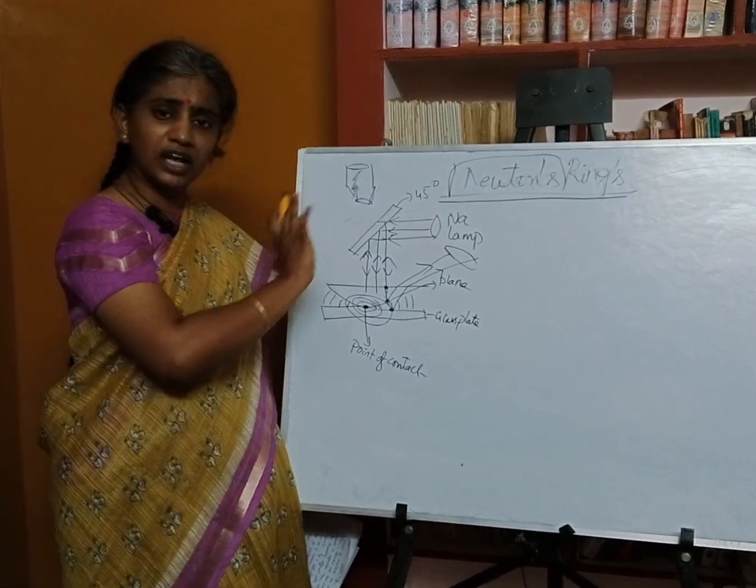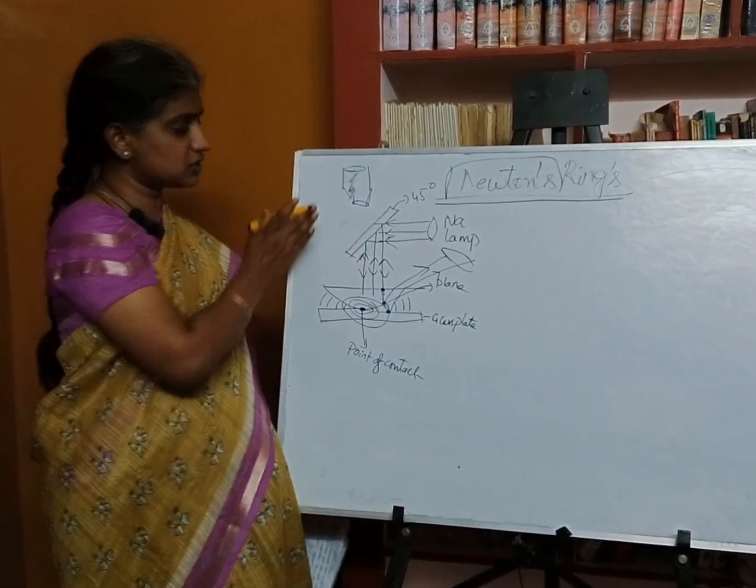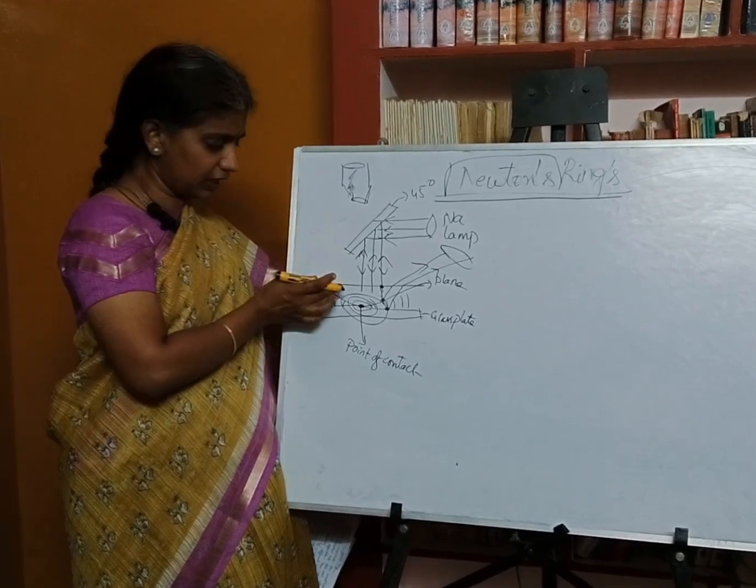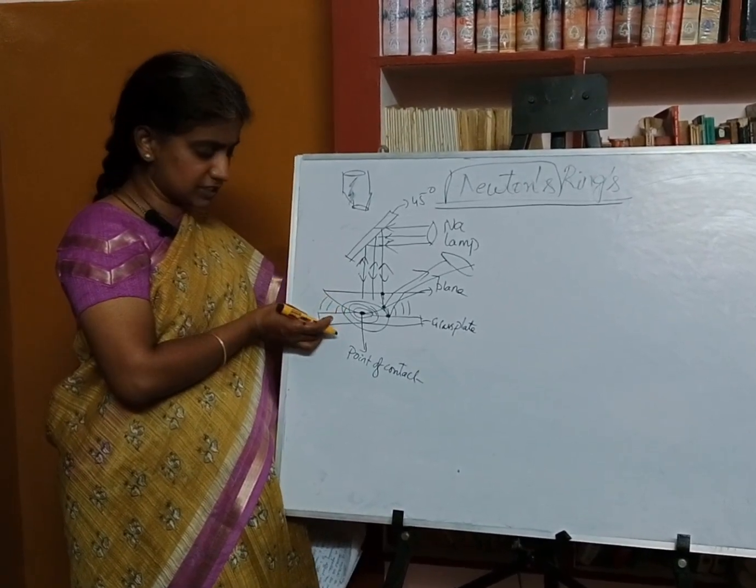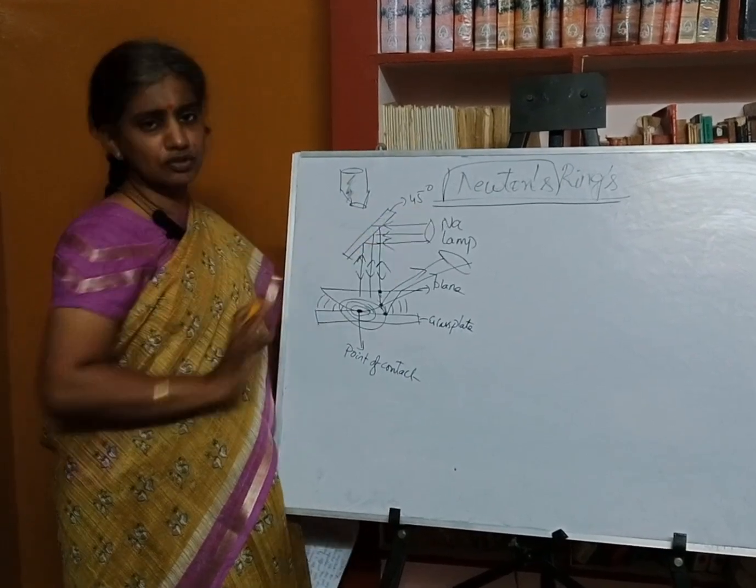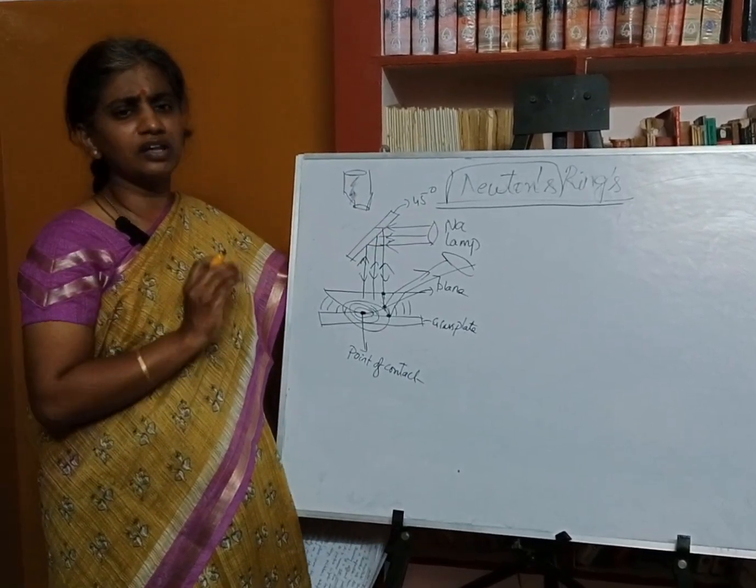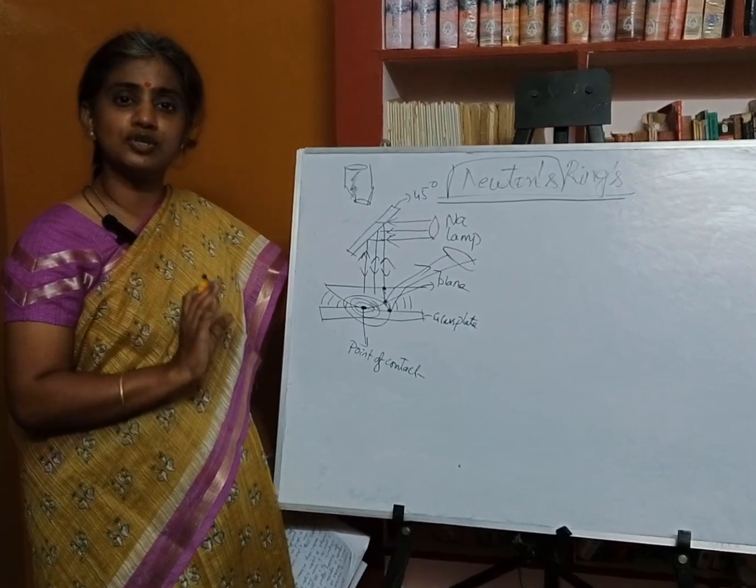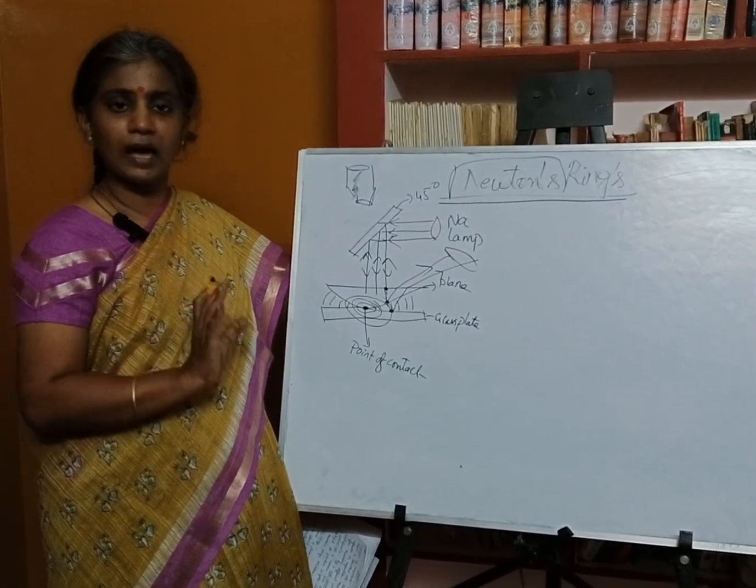So what apparatus do you require for this experiment? I require a microscope. I require this glass plate. I require a plano convex lens. I require another glass substrate here. And a source of light. With all these small things, I can produce an interference pattern based on the principle of division of amplitude.